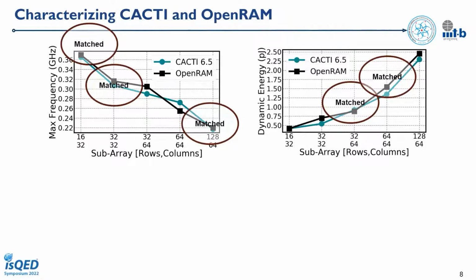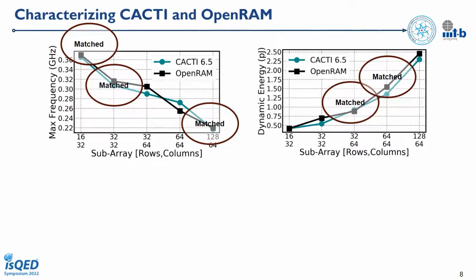As we can see from the figure, although there is not a complete overlap between the results, there is a close match. Results from both the tools indicate that the propagation delay increases as we increase the size of the array, which results in a decrease in the frequency of operation.